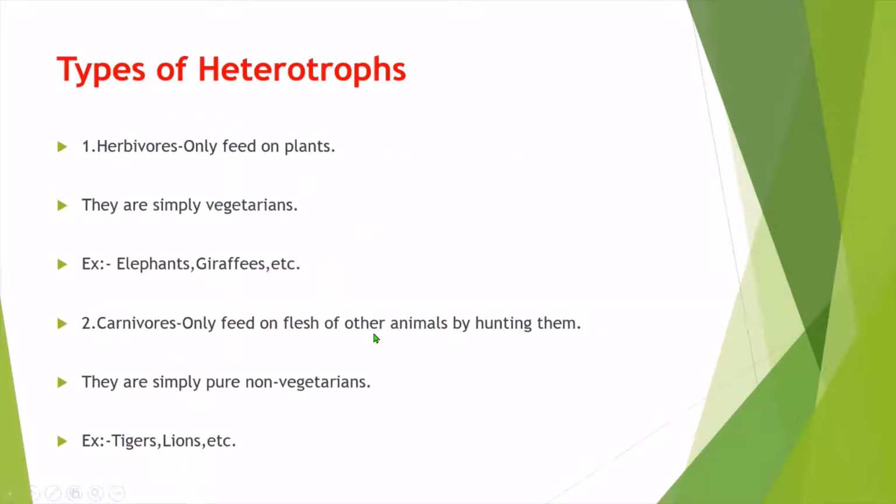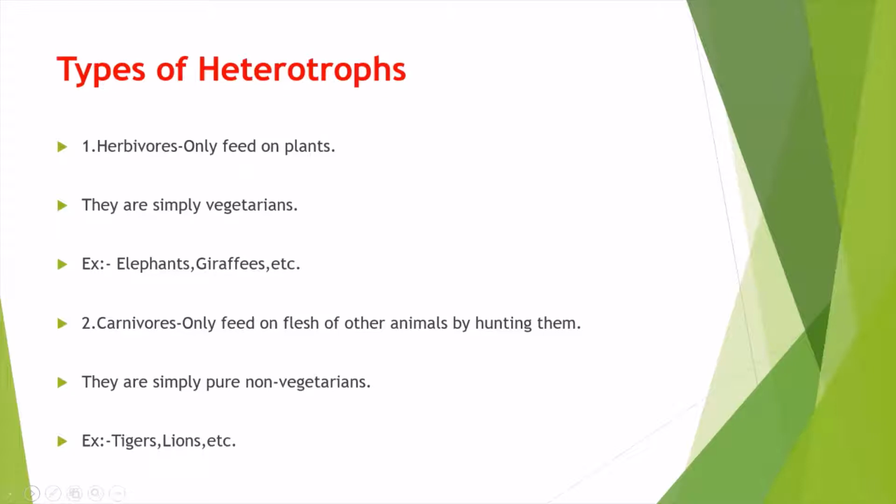So, types of heterotrophs. Let me give you a brief explanation of all types of heterotrophs. Herbivores, they only feed on plants. They are simply vegetarians. You might have seen some of your vegetarian friends, they only eat plant material. They don't even touch non-veg. So, they eat leaves, fruits, stems, and other parts of plants. Examples of herbivores are elephants, giraffes, etc.